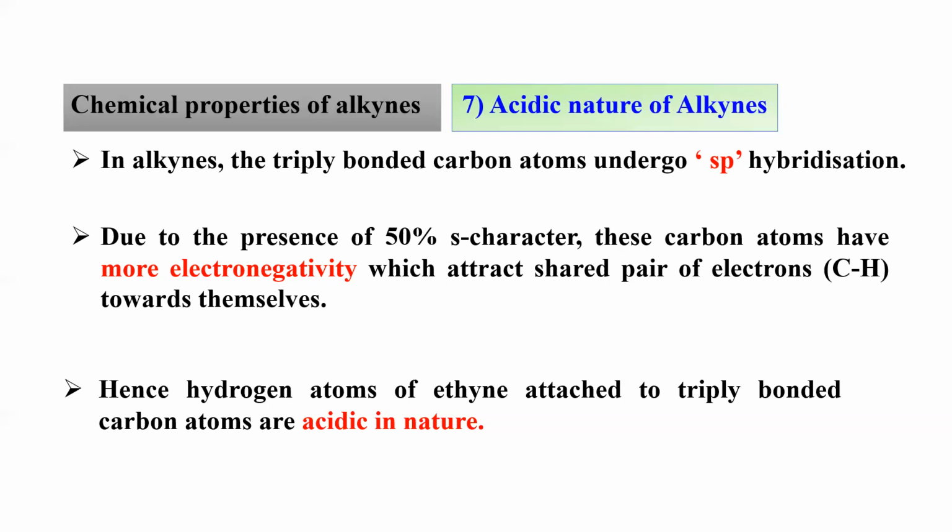Why? Because you need to clearly understand that in an alkyne, we have sp hybridization, and sp hybridization is nothing but 50% s character. Whenever the s character increases, the electronegativity of the carbon also increases. If the electronegativity of the carbon increases, then the carbon will pull the shared pair of electrons between the carbon and hydrogen towards itself. When that happens, hydrogen can be easily removed as H+. And since it is removed as H+, it is acidic in nature.